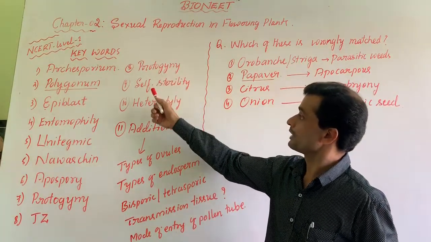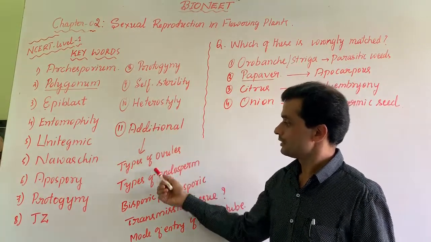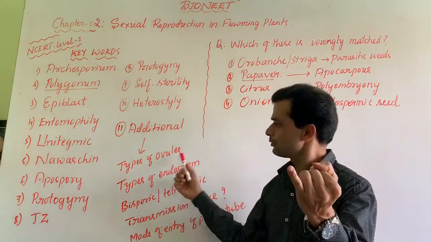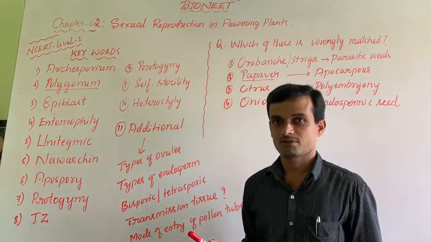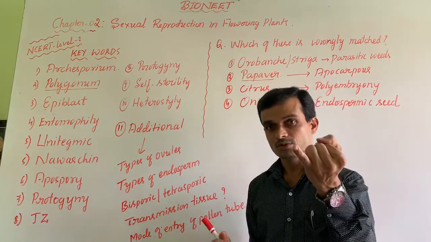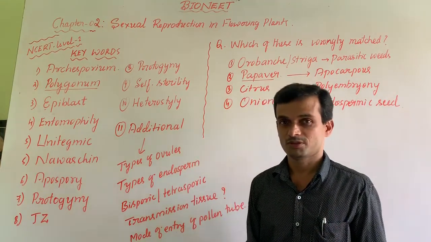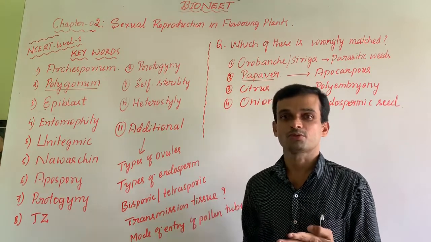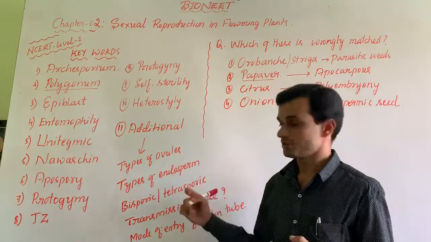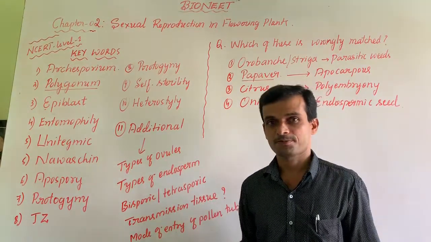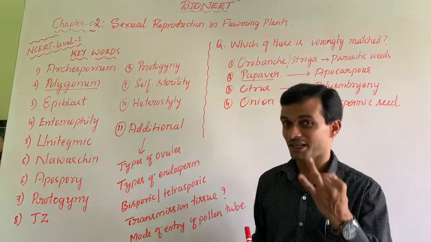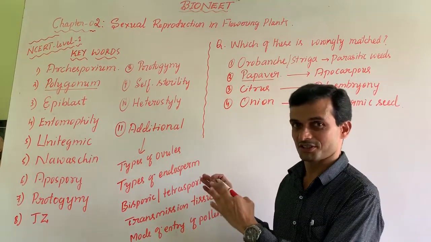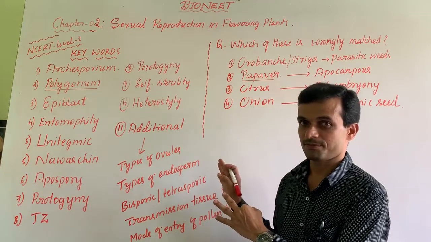I already said about protogyny, self-sterility, heterostyly. Then by taking the NCERT diagram, you have to look at a few more additional types of ovules. NCERT gives you a diagram of anatropous ovules. You have to list other types: orthotropous ovules, campylotropous ovules, circinotropous ovules, with examples. Types of ovules, types of endosperms: helobial endosperm, nuclear endosperm, or cellular endosperms. So it's necessary to go through types, examples.